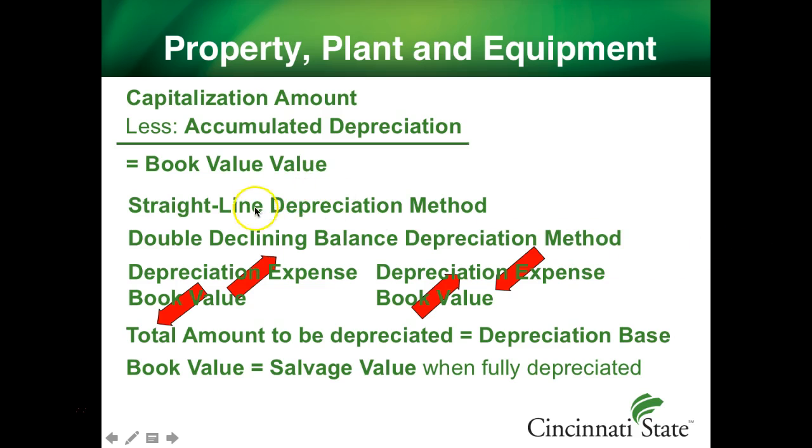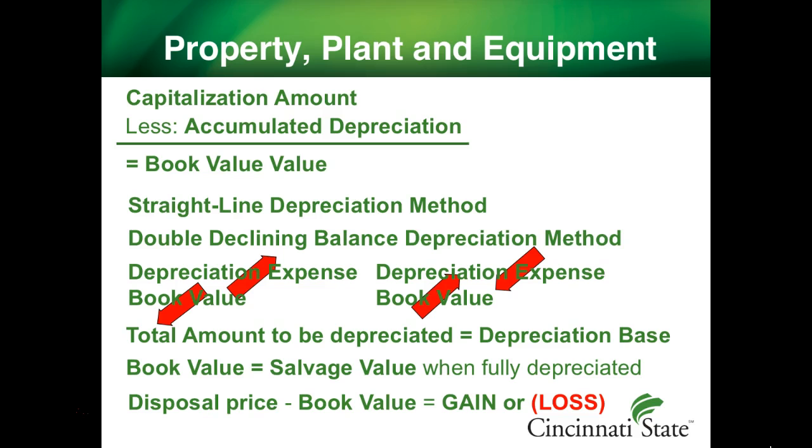However, the straight line method is predominantly used for its simplicity. Gain or loss on sale of fixed assets is computed as the selling price less the book value. If the asset is sold for more than the book value, the company will realize a gain. If the asset is sold for less than the book value, the company will realize a loss. Gains and losses on disposal will be reported on the income statement as part of non-operating revenues and expenses.